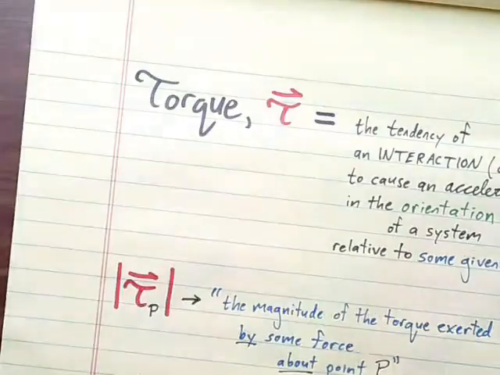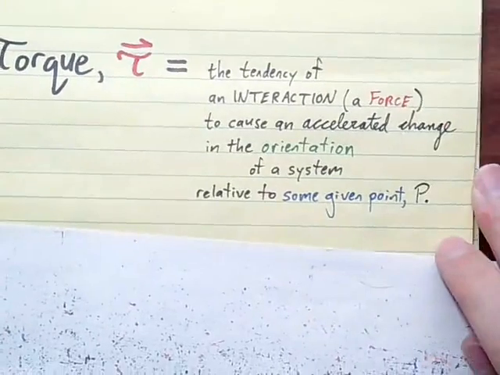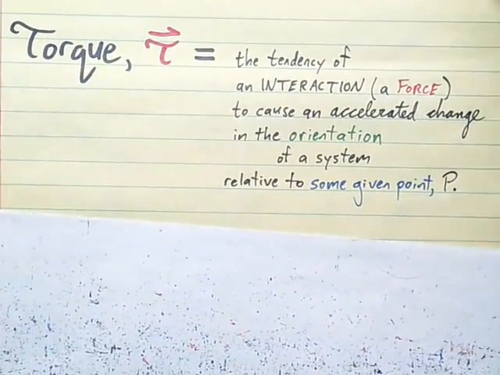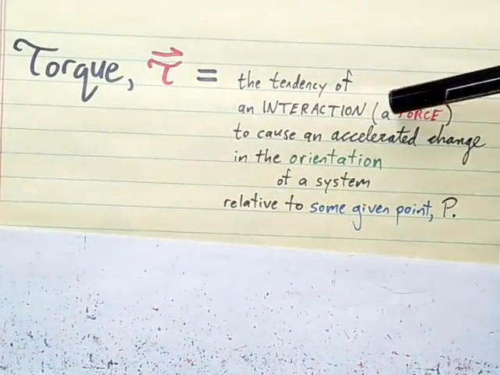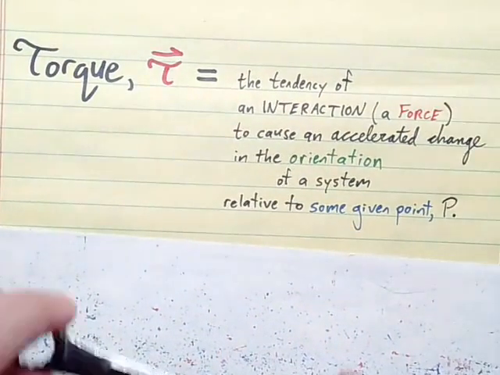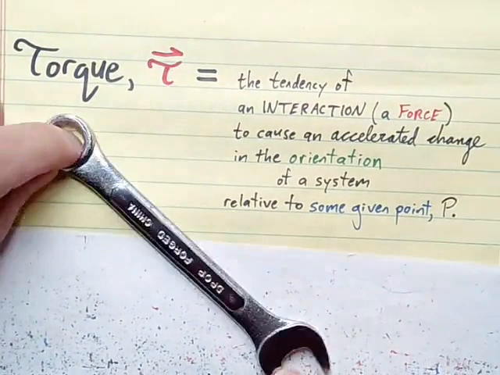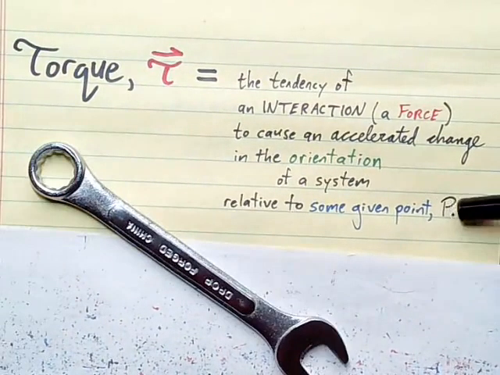The main idea we'll need is that of torque. Torque is this tendency of an interaction, meaning a force, tendency of a force to cause an accelerated change in the orientation of a system relative to some given point. Okay, so there's a bit to unpack there.